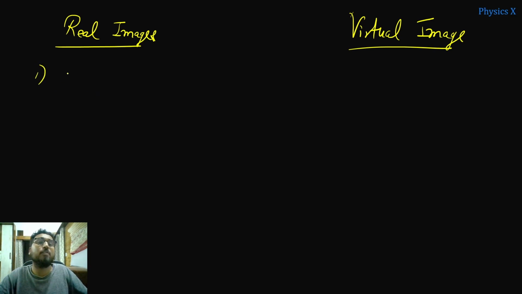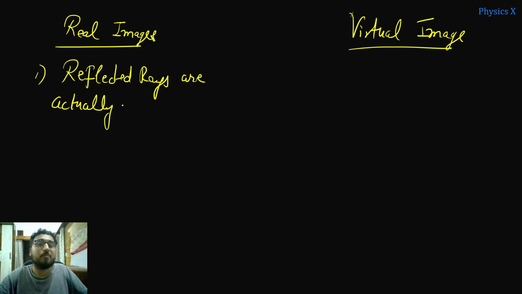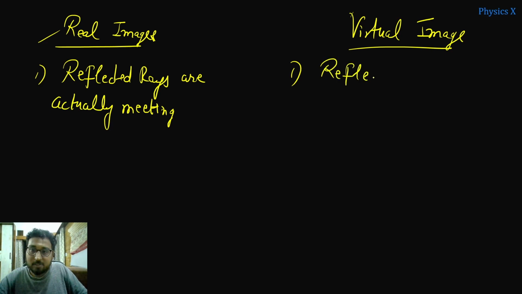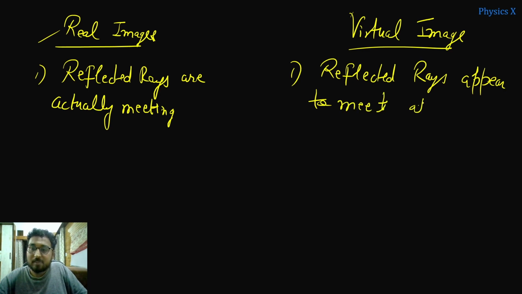So what is a virtual image? In a real image, the reflected rays actually meet. That is why we call it a real image. But what happens in a virtual image? Just now I told you the case. The reflected rays appear to meet at a point. That means they are not forming an image by really meeting, but they are appearing to meet at a point.